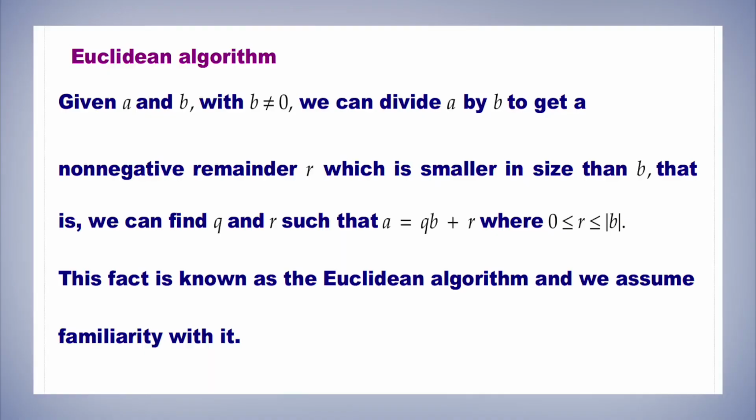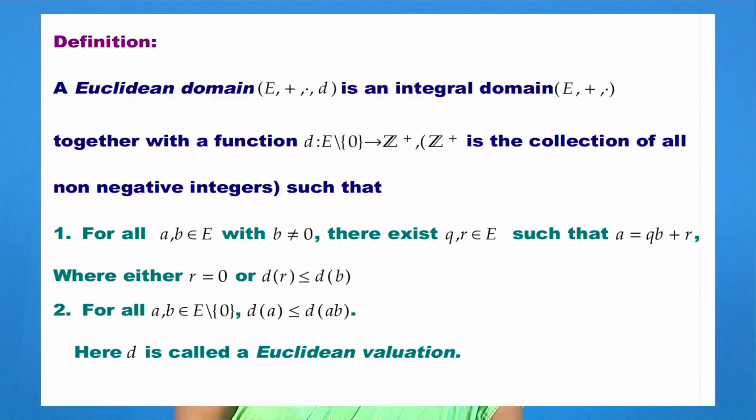The Euclidean algorithm: given a and b with b not equal to 0, we can divide a by b to get a non-negative remainder r which is smaller in size than b. That is, we can find q and r such that a equals qb plus r, where 0 is less than or equal to r less than |b|. This fact is known as the Euclidean algorithm and we assume familiarity with it. Let us see the definition.